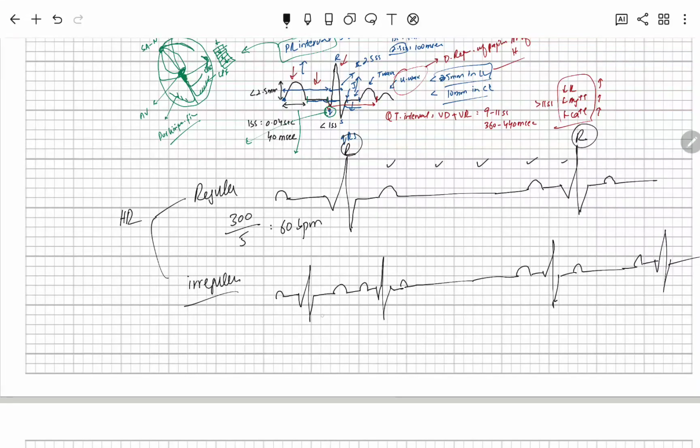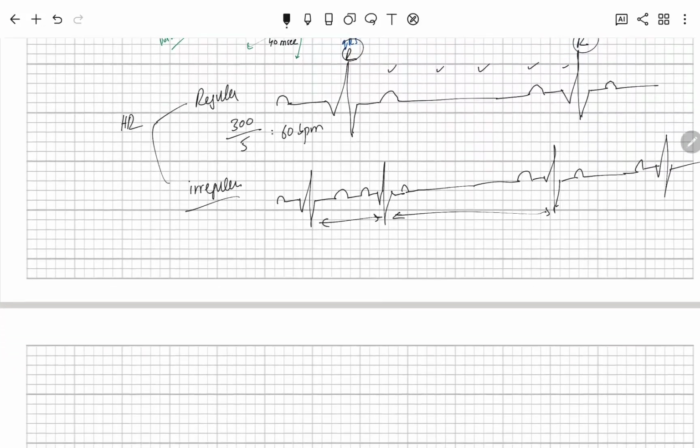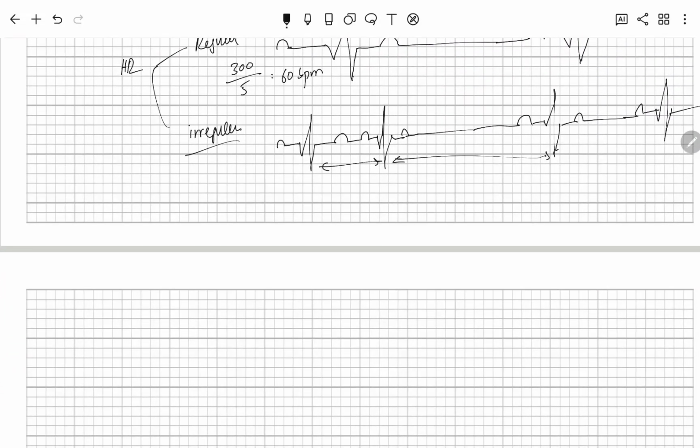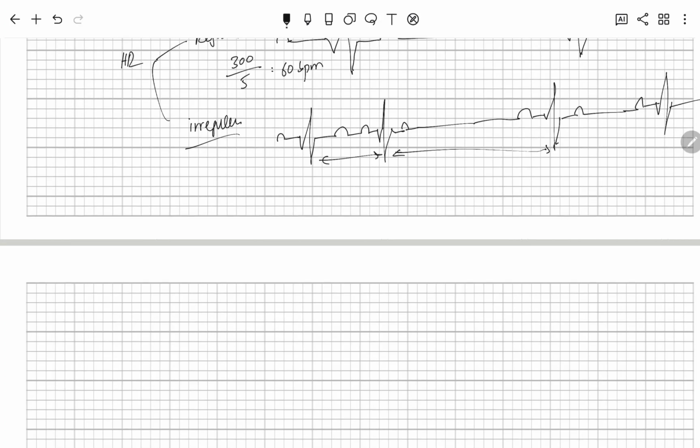If we calculate the rate here, it will be different. If we calculate the rate here, it will be different, right? So how are we going to proceed further? Let me show you how we're going to go about that. If the rhythm is irregular like that of atrial fibrillation, how are we going to calculate the heart rate?